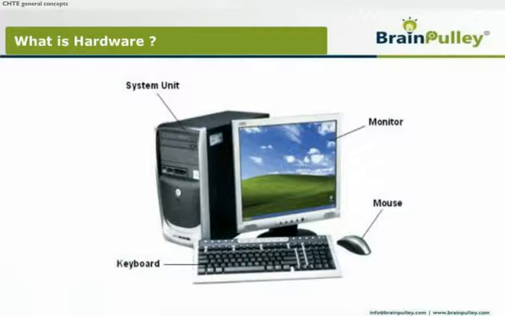Basically, any tangible part of a computer system, a part that you can see and touch, is considered hardware. Furthermore, pretty much any computer hardware component will fall under one or more of the four categories.